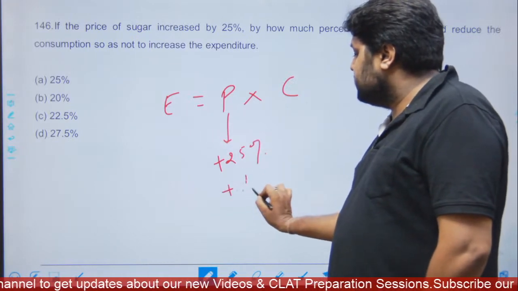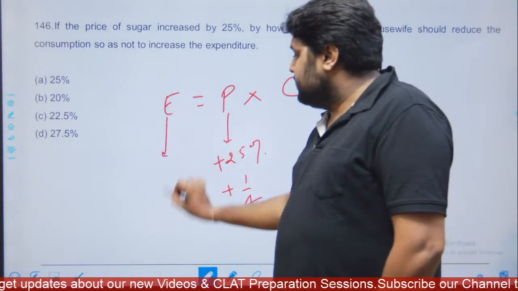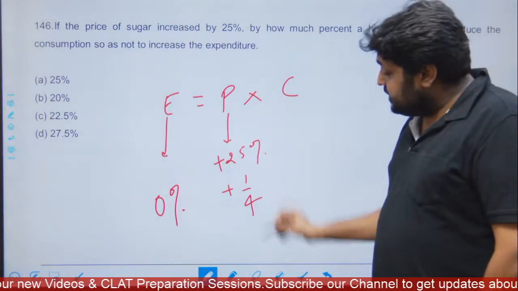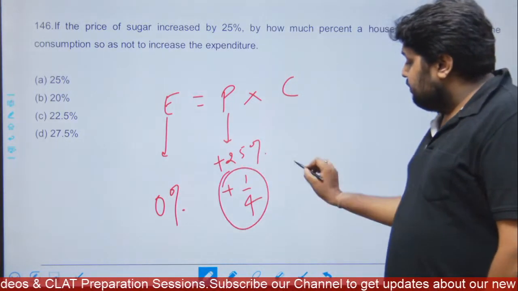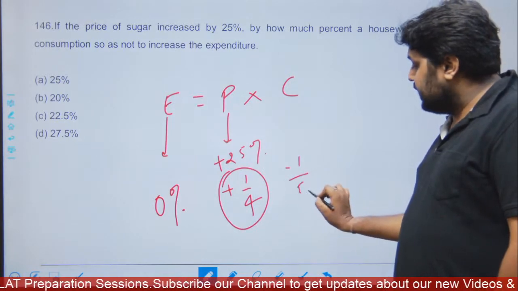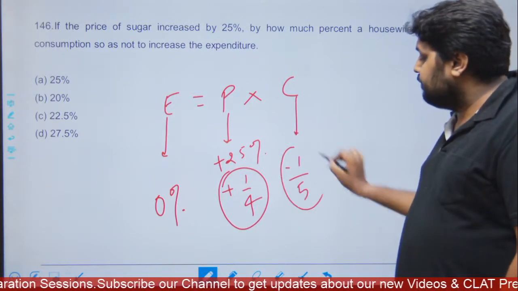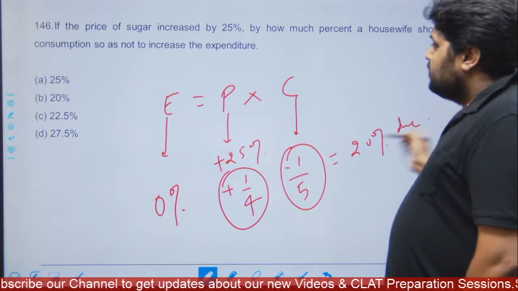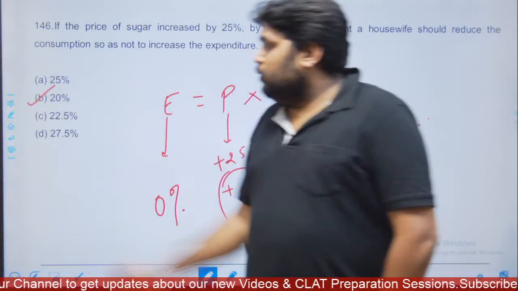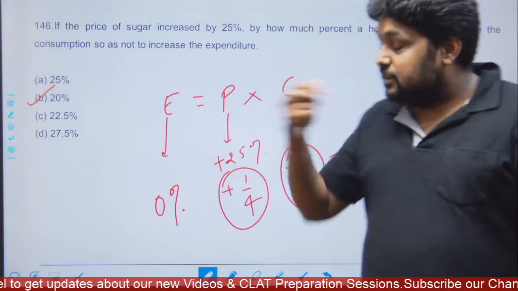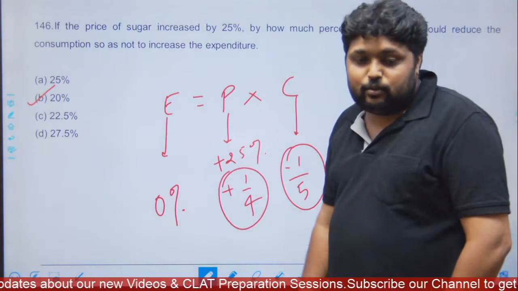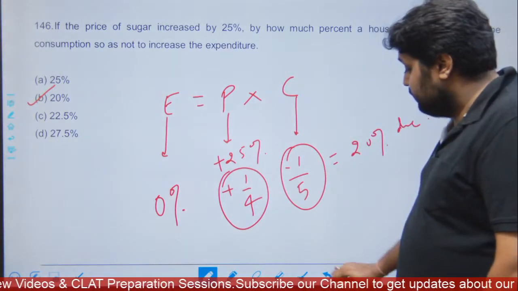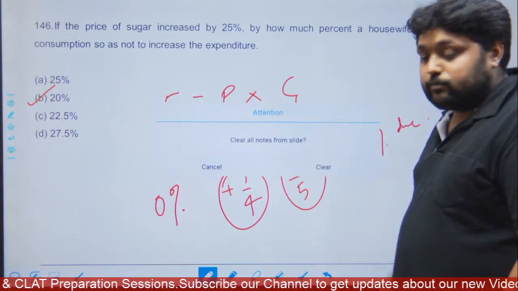So fractional increase is 1 by 4. The expenditure remains the same, so the percentage change is 0%. If price is increased by 1 by 4, the fractional decrease in consumption will be 1 by 5, and 1 by 5 is equal to 20% decrease. So I have already told you in class, you can easily mark the answer by reading this. Don't need to use the pen, right? This is the easiest question, I would say. Okay, next one.